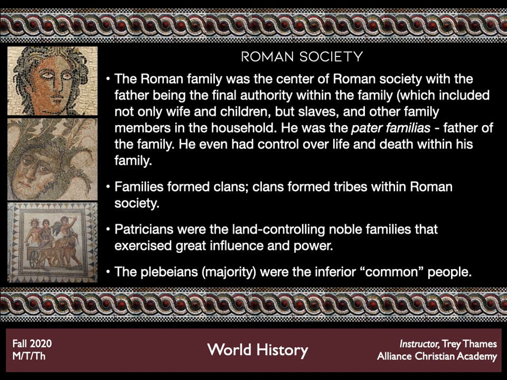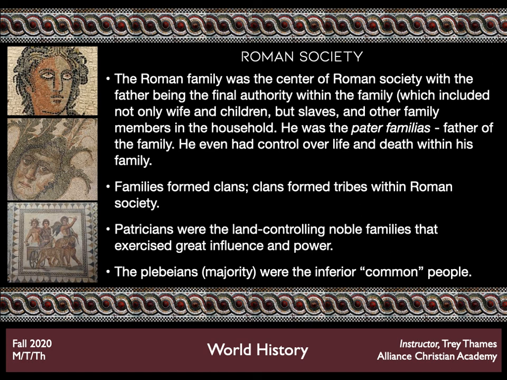Well, the center of Roman society was the family, and the father had complete authority over the family, which included not only his wife and children, but the slaves and other family members as well. He was called the pater familias, the father of the family. And he even had control over life and death within the family. He could have his own kids killed or his wife killed, and it was within his legal authority. Families formed clans, and clans formed tribes within Roman society, and this is how they had their structure.